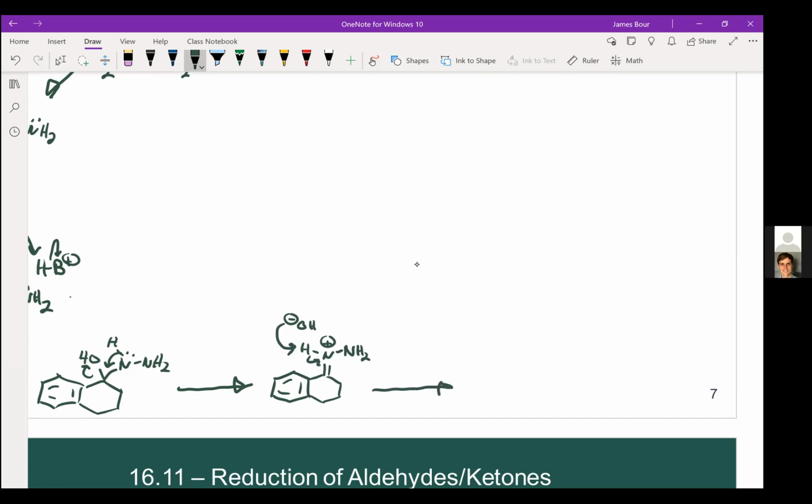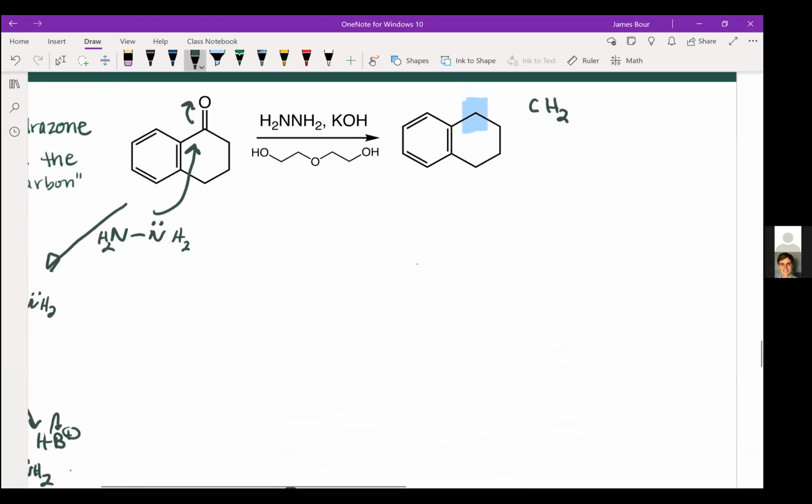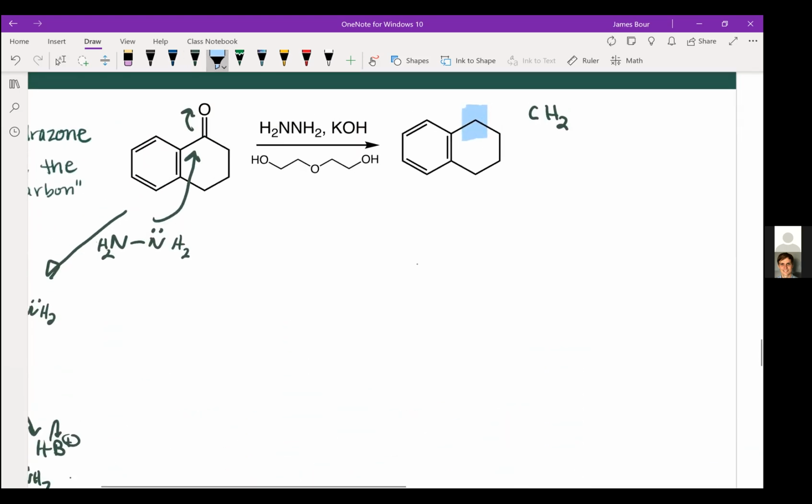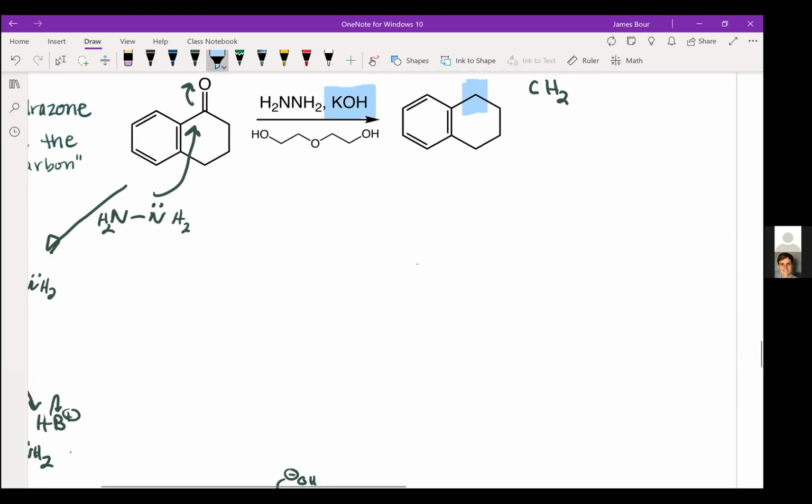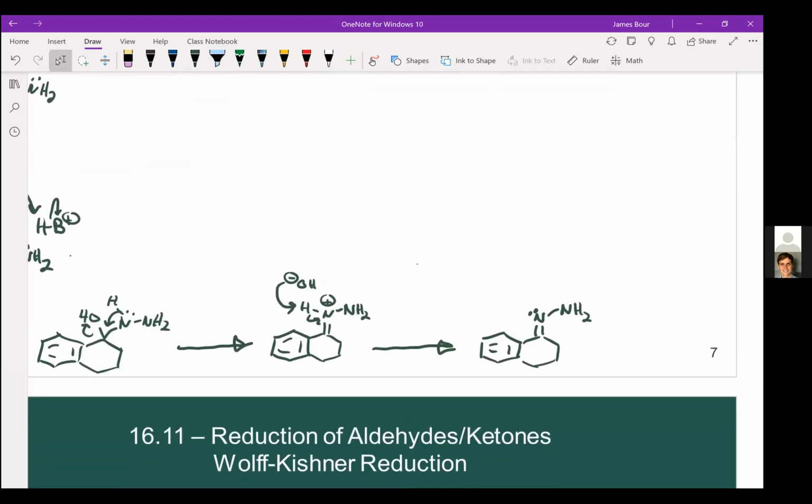Leading to the key hydrazone. So this is step one of the Wolff-Kishner reduction, getting to this neutral hydrazone. You'll note in the above reaction that we actually have potassium hydroxide, KOH, in this. This potassium hydroxide is a decently strong base and is used to initiate the second half of the reaction.